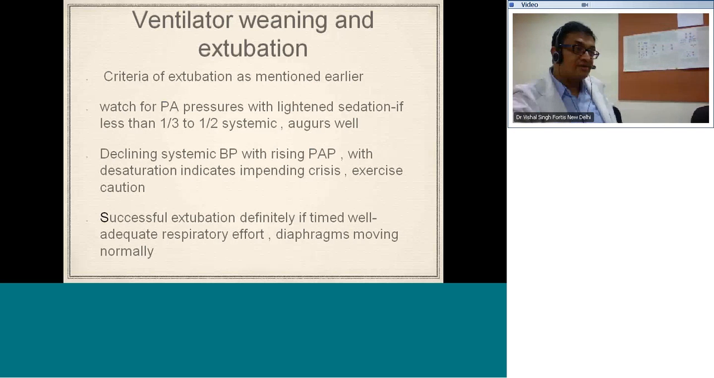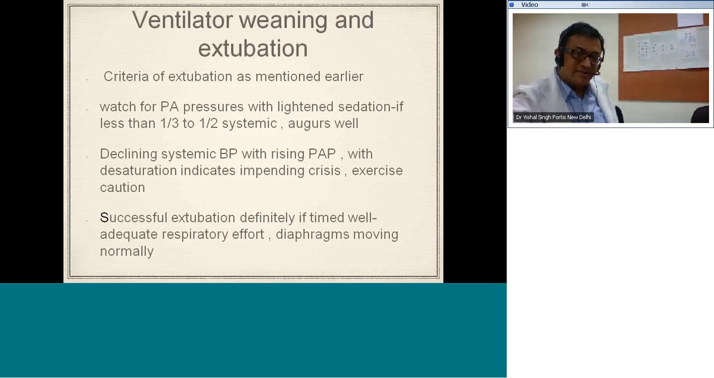Because whatever you were titrating just now was based on the echo, the TR gradient, or the pulmonary diastolic pressure gradient, and that is all. But the real clinical picture of reactivity emerges only when you are finally reducing the sedation, allowing the patient to wake up, allowing him to breathe spontaneously, and assess. But if it is less than 1/3 to 1/2, believe me, you'll be able to slide through.